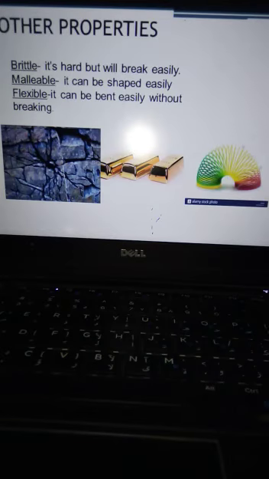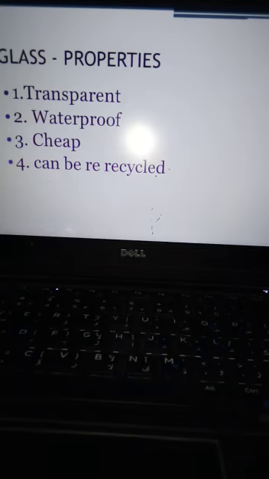Other properties, as you learned, some objects are flexible, it can be bent easily without breaking. Malleable, can be shaped easily. Brittle, it's hard but will break easily. Based upon these properties, we select material to make different objects.